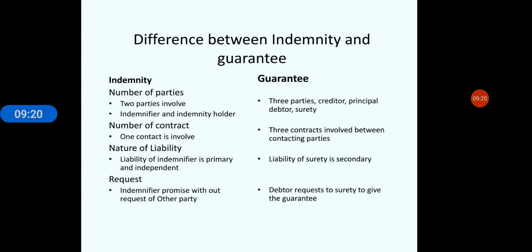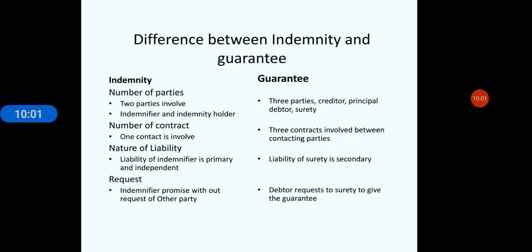In a contract of indemnity, the liability of the indemnifier is primary and independent, while in a contract of guarantee the liability of the surety is secondary. The last difference is that the indemnifier's promise is made with or without the request of the other party, while in a contract of guarantee the debtor has to request the surety to give the guarantee.